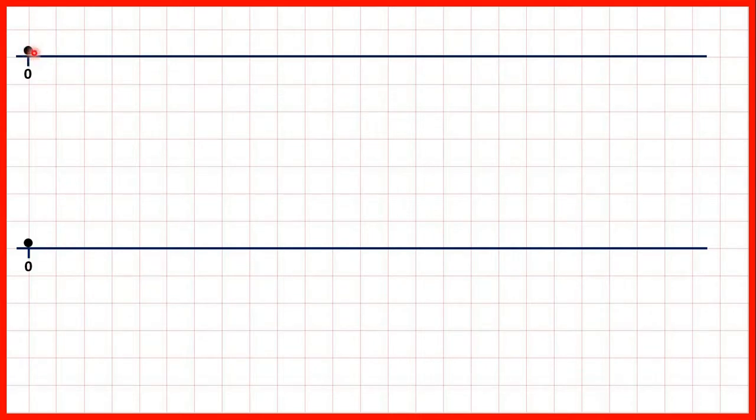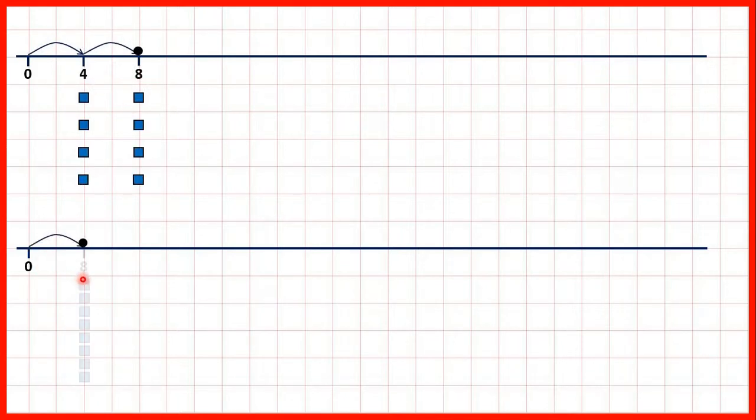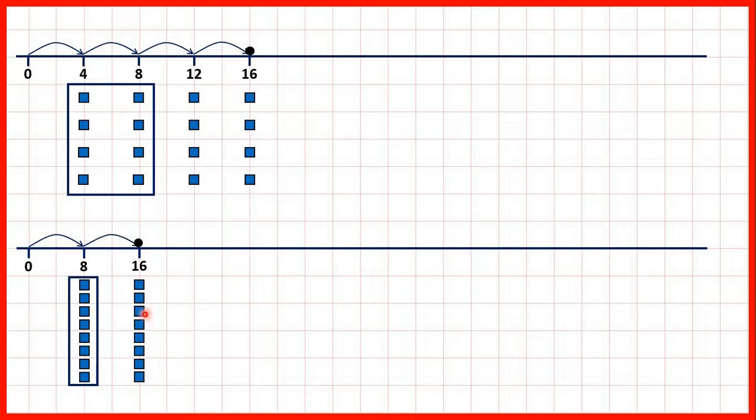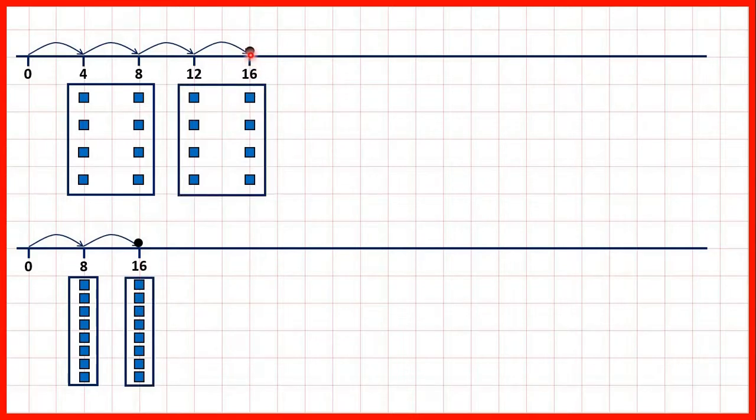So counting in 4s, we have 4 and then 8, and 1 times 8 is 8. So notice 2 times 4 gives us the same answer as 1 times 8. If we continue counting in 4s, we have 12 and then 16. But that's given us another 8 counters altogether. And of course, if we keep on counting in 8s, we get another 8 counters as well. So 4 times 4 is the same as 2 times 8. We can keep going.